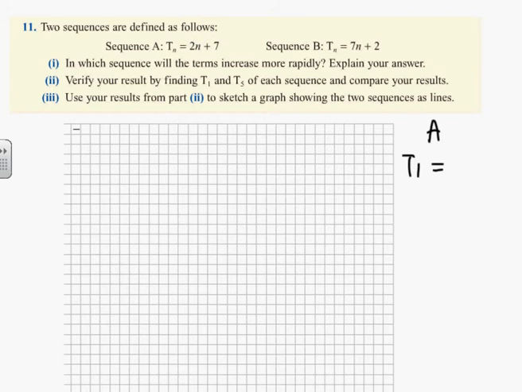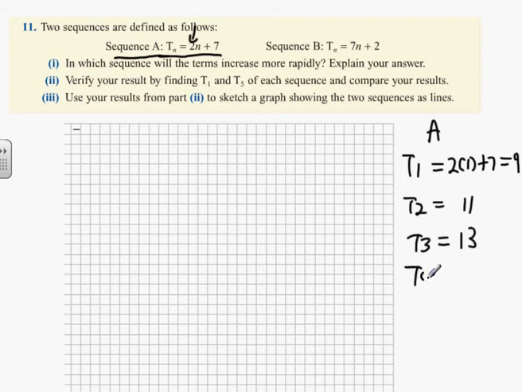Any idea why it's jumping up in 2s? This sequence here, sequence A? Go on, Sam, go for it. It got 2 in front of the n. So if T1 is what, guys? T1 is 2 times 1 plus 7, which is 9. Therefore, T2 is going to be 11. T3. This is what Mick was talking about the other day. Once you get it, you don't have to write down all the workings anymore because you've managed to see what the pattern is. What about sequence B, guys?